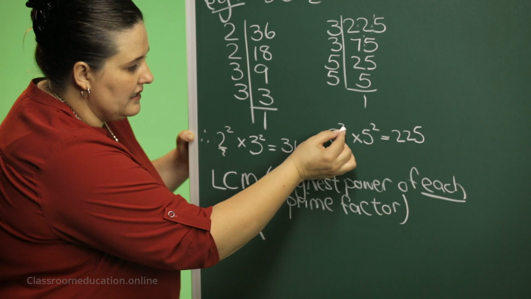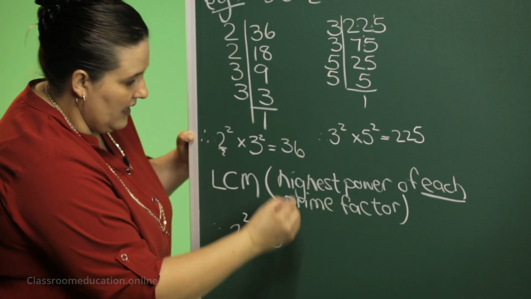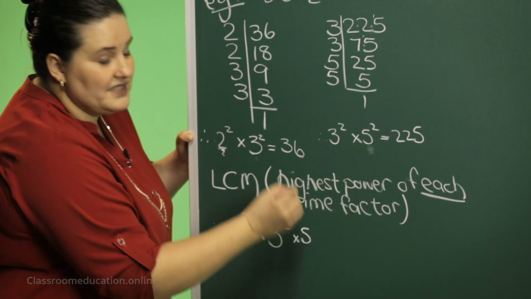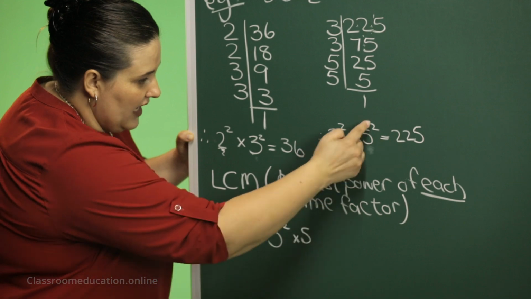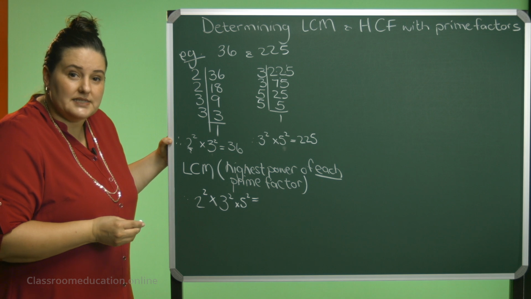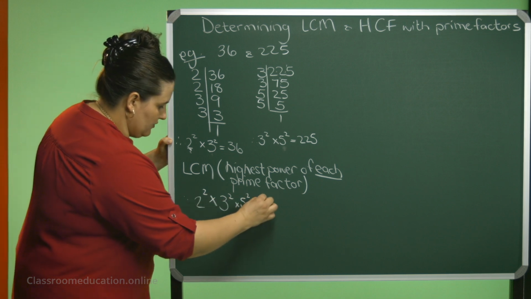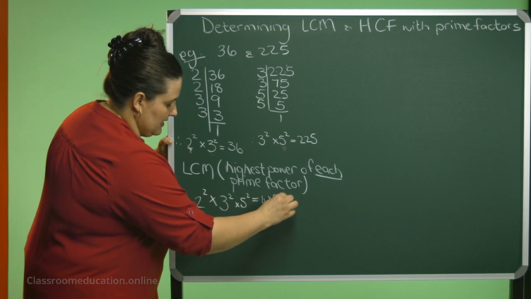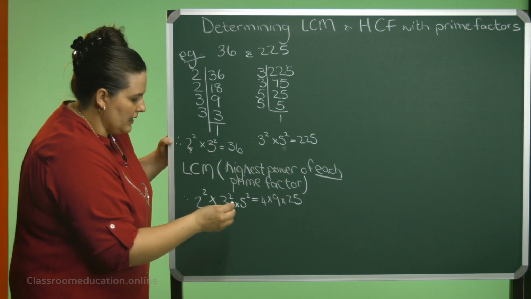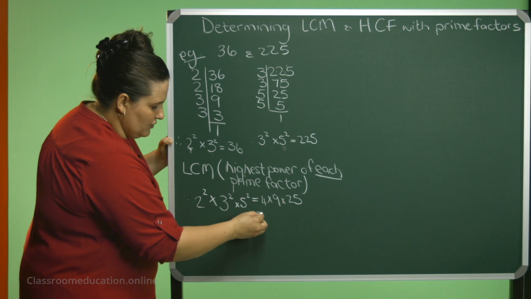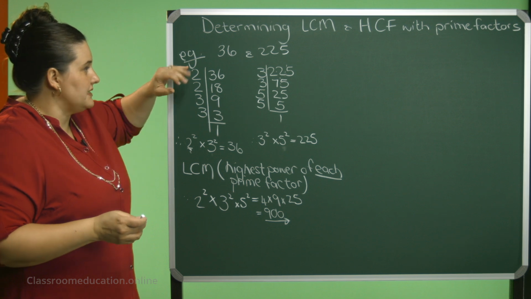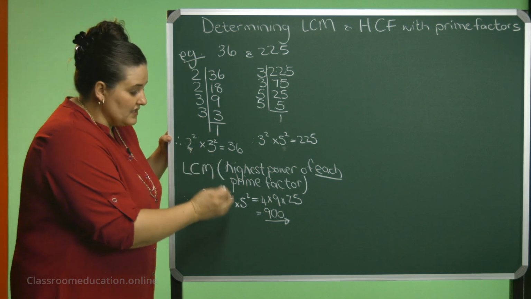Then I have a 5. What's the highest power? 5 squared. And if you multiply this, you will get to your LCM. So 2 squared is 4, times 9, times 25. 4 times 25 is 100, so it's 900. So my lowest common multiple for 36 and 225 is 900.